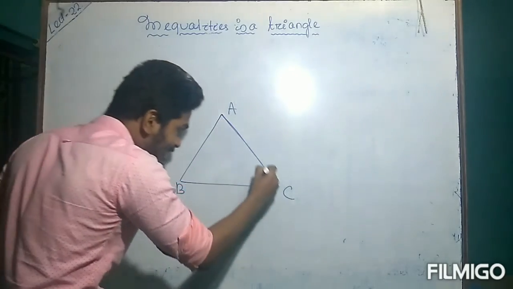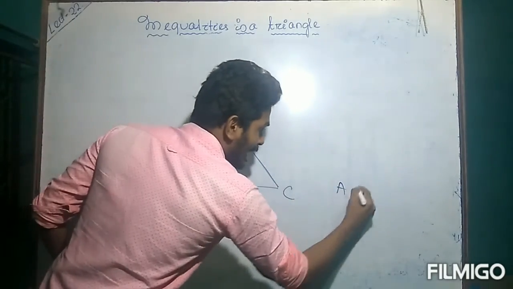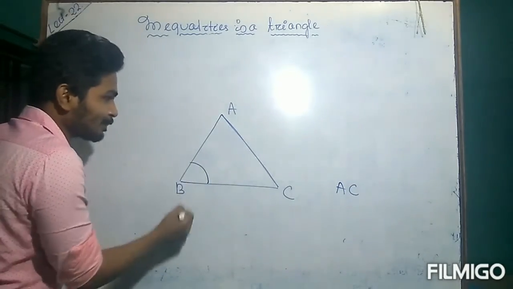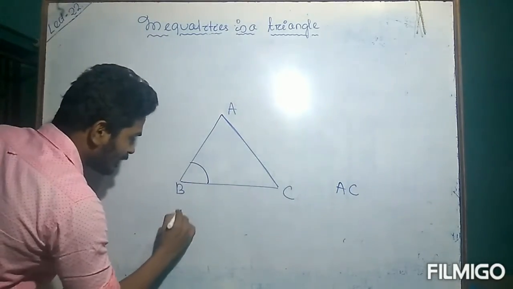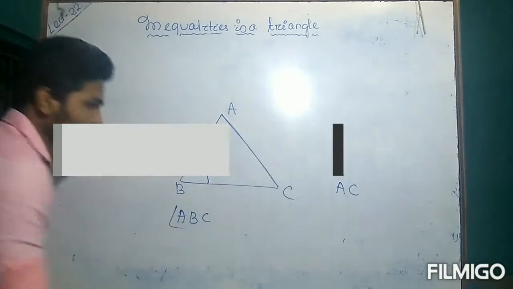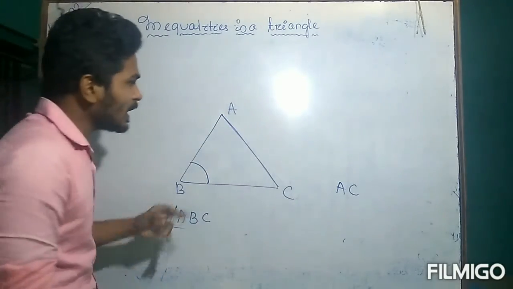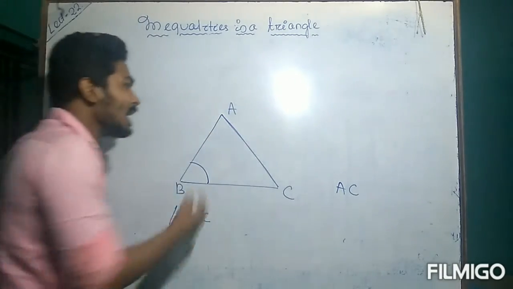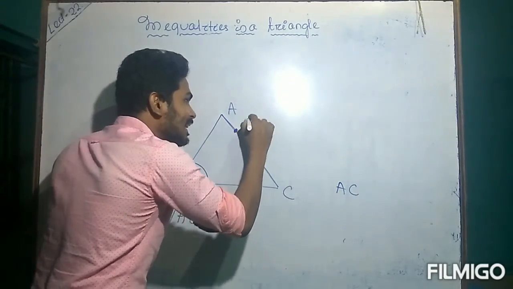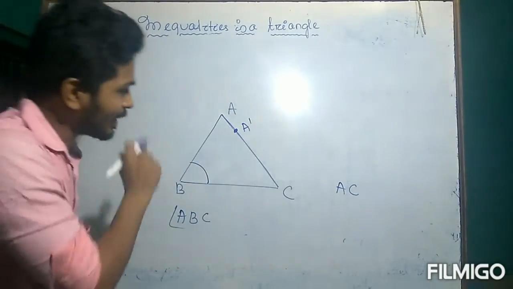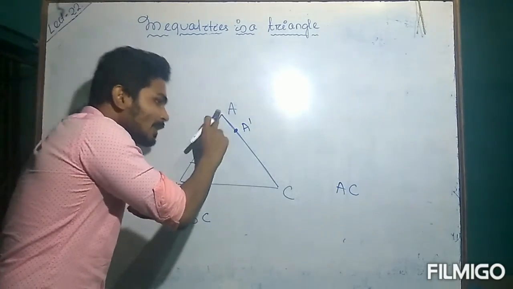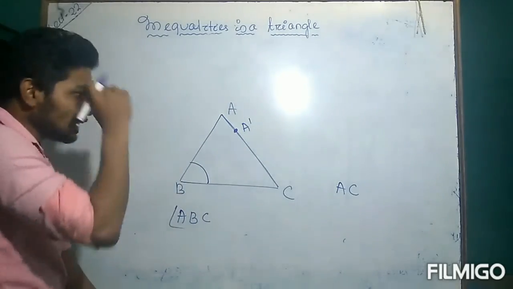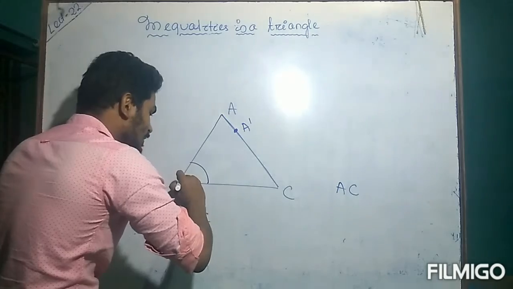Now for the side AC, which one is the opposite angle of the side AC? This one is the opposite angle, ABC, understood? Clear? Now we will shift this point A to a point A dash, or simply let us take a point A dash in between A and C. Clearly understand it. We have to take a point A dash in between A and C, not exceeding AC. Then we have to join A dash with B.